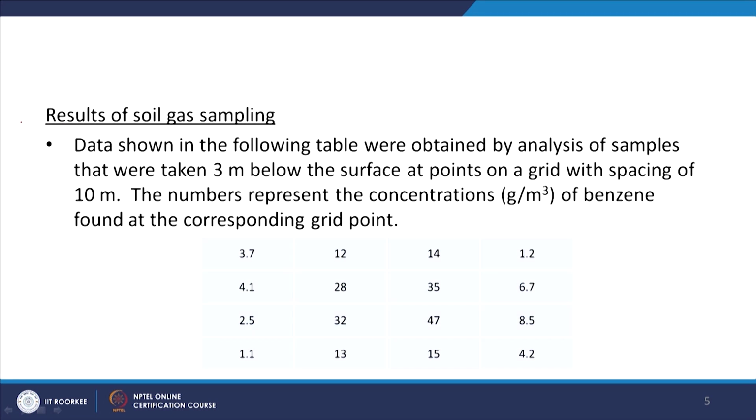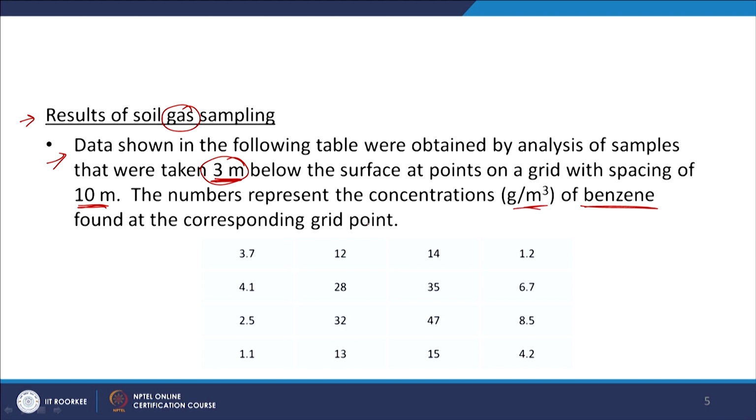So again, that is what we have: results of gas flow tests, physical characteristics, and lastly, considerably important, the results of the soil gas sampling. And what is the gas that we are trying to look at? It is benzene. So let us look at what we have out here. Data shown in the following table were obtained by analysis of samples that were taken 3 meters below the surface at points on a grid. The grid spacing is 10 meters. The numbers represent the concentration in grams per meter cube of benzene found at the corresponding grid point.